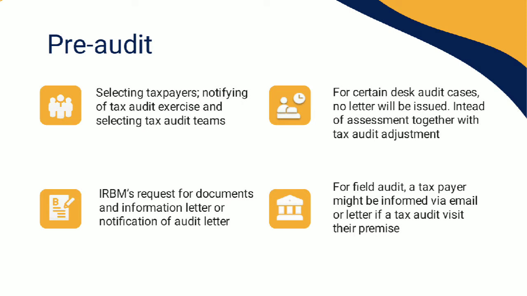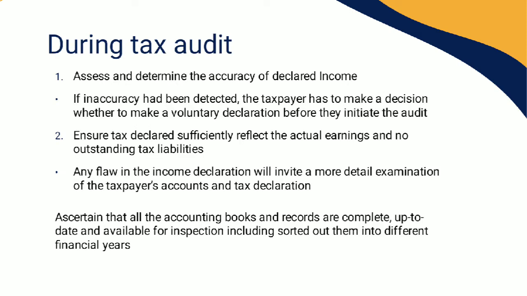The second stage is the during tax audit stage, whereby Inland Revenue Board agents will assess and determine the accuracy of declared income. If inaccuracy is detected, the taxpayer has to make a decision whether to make a voluntary declaration before they initiate the audit. Inland Revenue Board agents need to ensure the tax declared sufficiently reflects the actual earnings and no outstanding tax liabilities. Any flaw in the income declaration will invite a more detailed examination of the taxpayer's accounts and tax declaration.